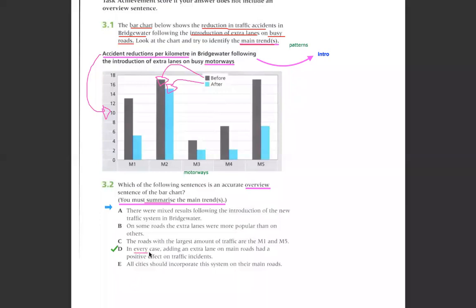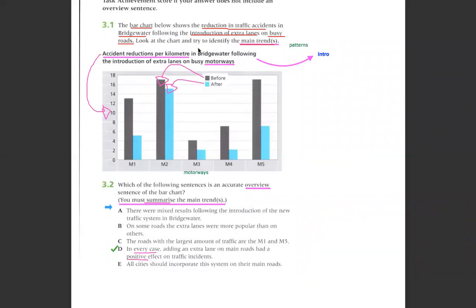So it says "in every case," which already tells us that we're not looking at one specific thing, but we're looking at the whole graph in total. So in order to give an overview, we need to look at everything. So in every case, adding an extra lane on the roads had a positive effect on traffic incidents.